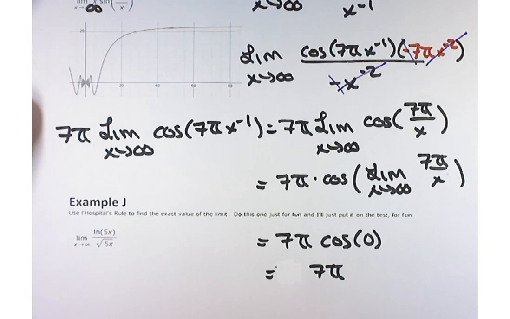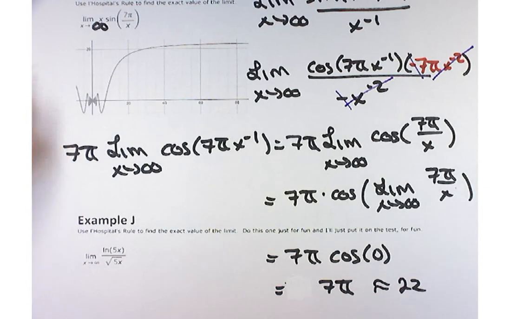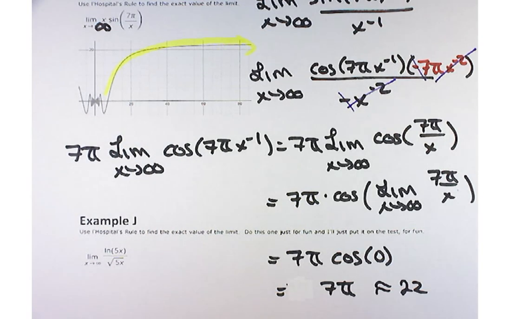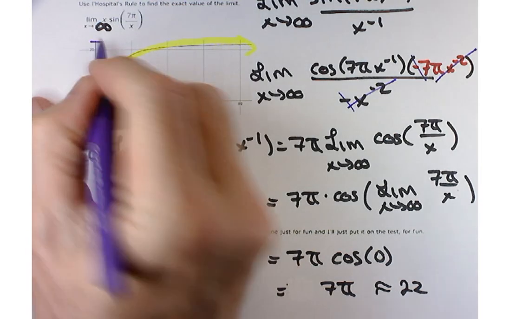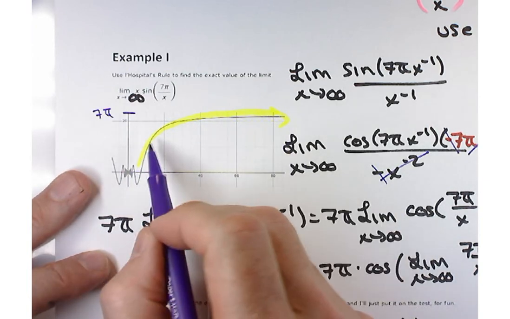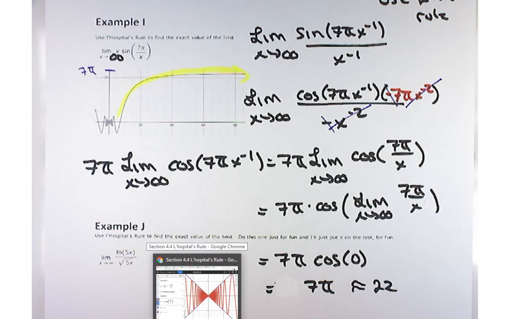Now, what about that kind of makes sense? Well, 7 pi is going to be pretty close to 22 if my arithmetic is any good. How can I kind of confirm that in another way? The graph. So the graph is getting close to 22, 7 pi. And you can see that it has some kind of an asymptote, that it's hitting some kind of a ceiling there. So if you looked at the graph, 7 pi is a good candidate. In fact, it kind of confirms what we're seeing based on the calculus here.